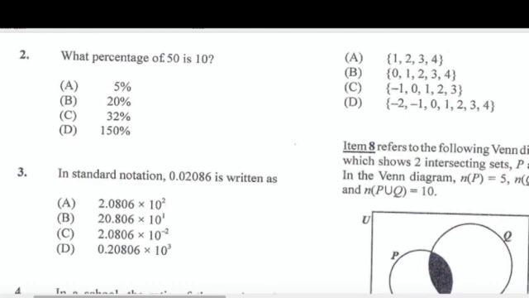Number 2, what percentage of 50 is 10? Be very careful with this. Remember, maths is a language, right? So what percentage of 50 is 10? Essentially the missing number will be 10 over 50, which is 1/5. And of course we multiply that by 100 to tell us what percentage it is. It's 20%.